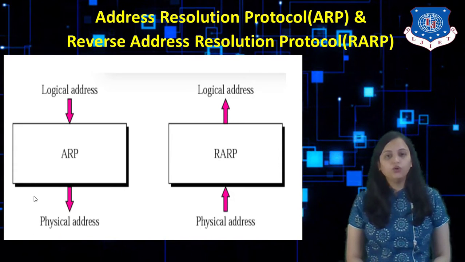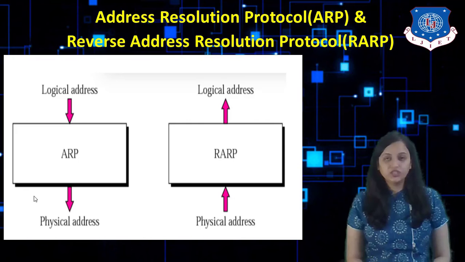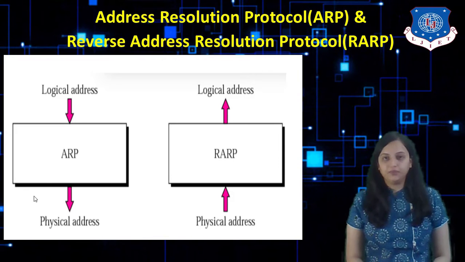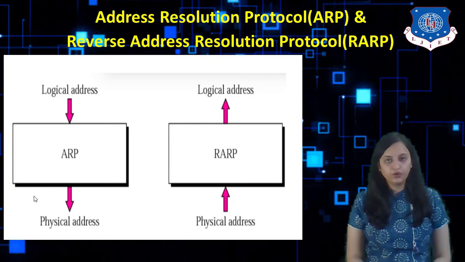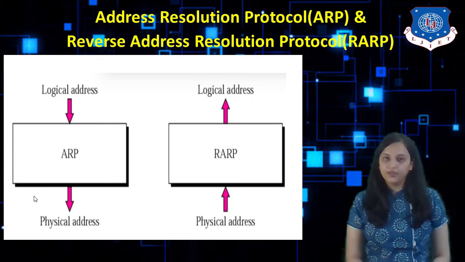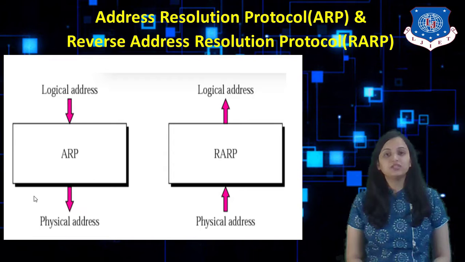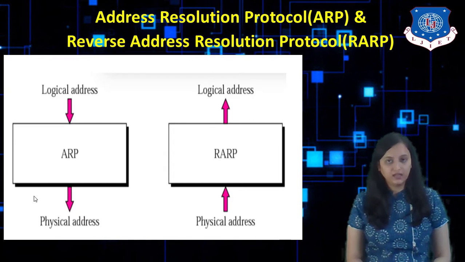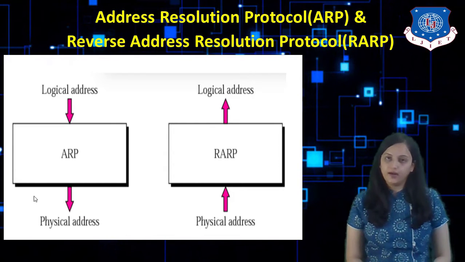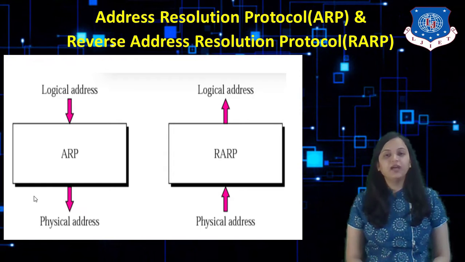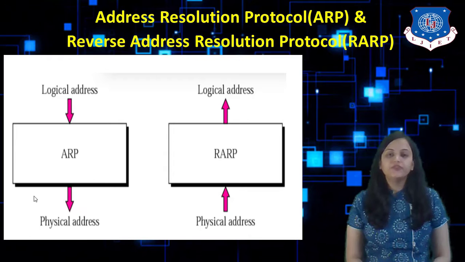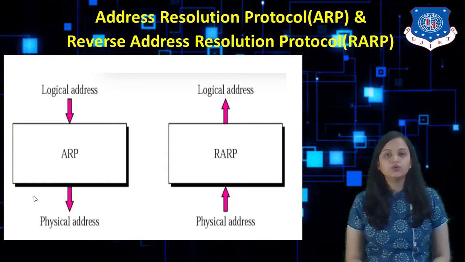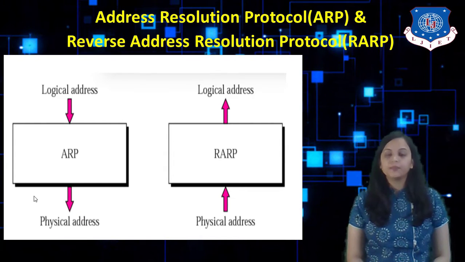Now, if we want to know the physical address from the logical address, we will use ARP. As you can see in the diagram, Address Resolution Protocol is used to obtain the physical address, that means the MAC address, of a particular device in the network from the logical address. That means if the IP address is known for the particular device, we can find out the physical address for that device using the ARP protocol.